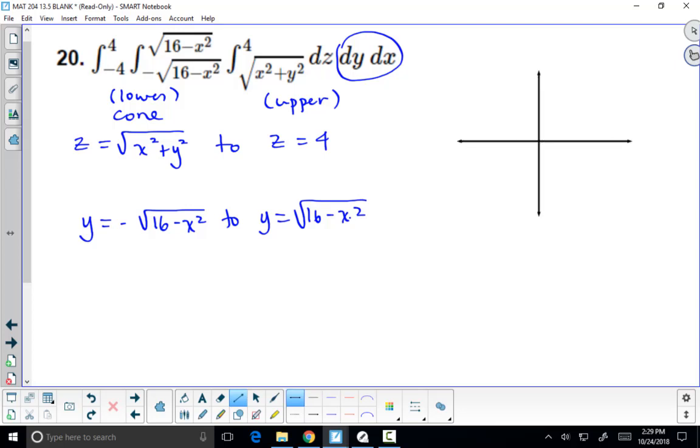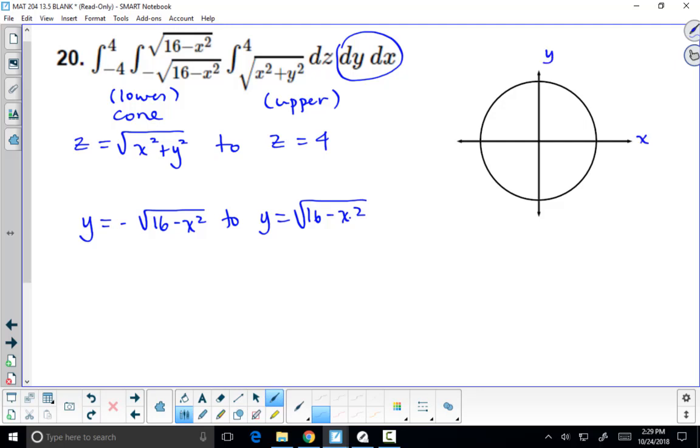Let's go into the xy plane, draw a circle of radius 4. And what direction is the element going? So we're going vertically, from y equals negative, so from the lower semicircle to the upper semicircle. Exactly.